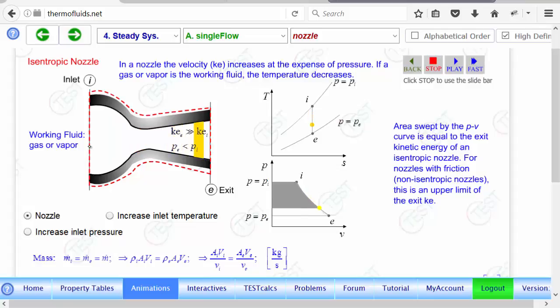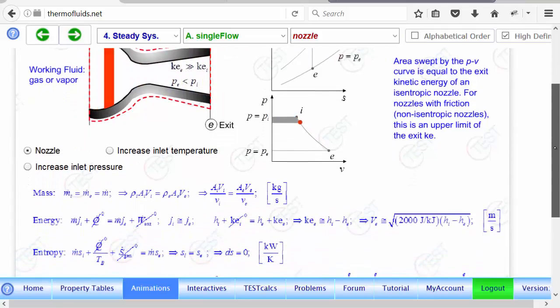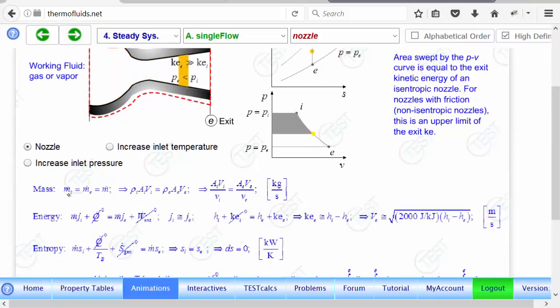So to set up the equation, we immediately recognize that the mass equation is the same as in a turbine, no difference. And in the energy equation, there is no external work. There could be heat transfer, but mostly in an adiabatic nozzle, Q dot equals 0. So what we get is that the flow energy at the inlet and exit are equal.